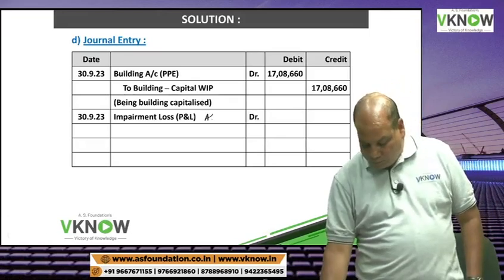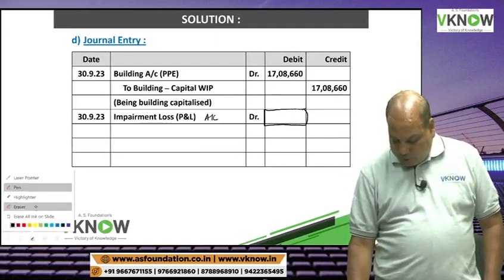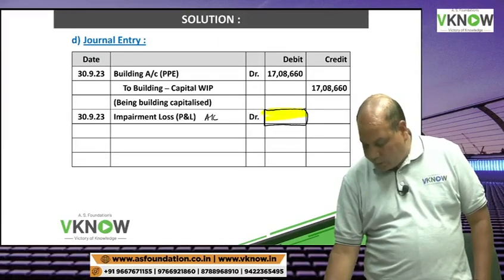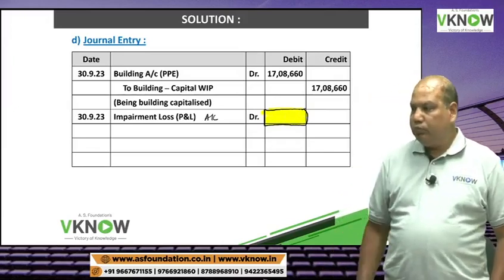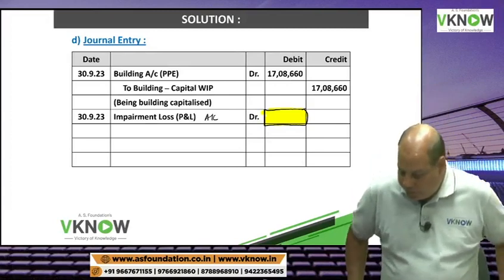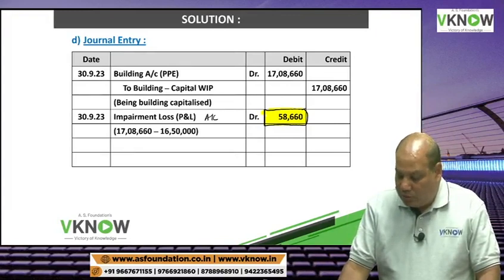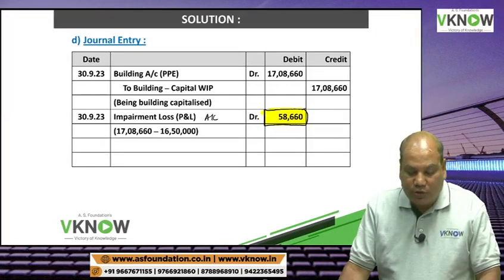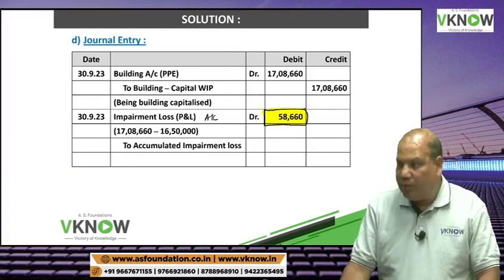What will be the amount here? The amount will be equal to the difference between the carrying amount and the recoverable amount. Calculate the amount and tell me. The amount will be 17 lakh 8,660 minus 16 lakh 50,000. Rajendra is right. 58,660. Credit will be to accumulated impairment loss.